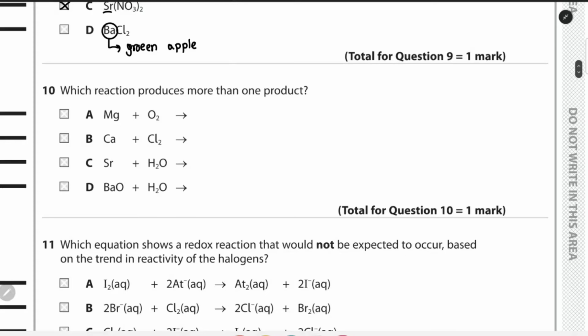Now in question 10 we have to answer which of the following reactions produces more than one product. For the first reaction, the product is MgO. We have 2Mg plus O2 forming 2MgO. For the second reaction, CaCl2 is the only product. And for option D, barium hydroxide is the only product. Now when strontium reacts with water, it produces strontium hydroxide and hydrogen.